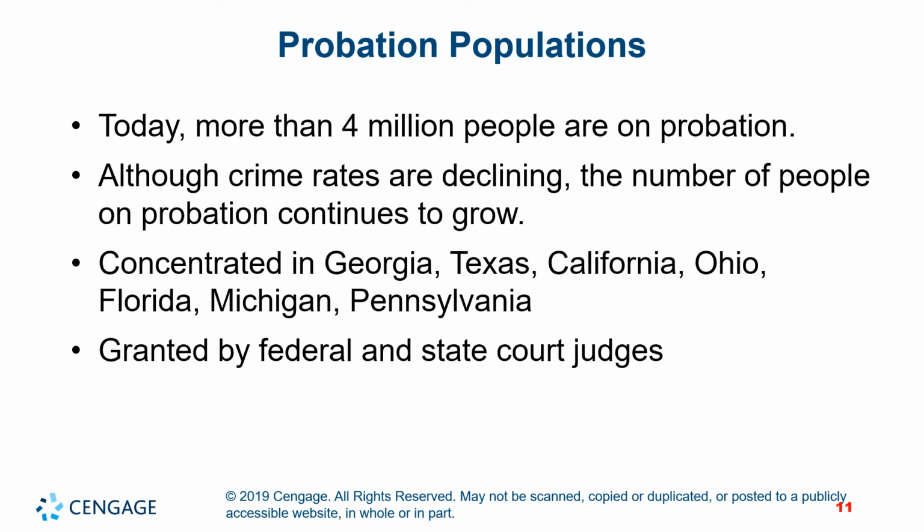Today, there are 4 million people in the United States who are on probation, and although crime rates are declining, the number of people on probation continues to grow. The largest states with concentrations of probationers are Georgia, Texas, California, Ohio, Florida, Michigan, and Pennsylvania. And probation is granted by federal and state court judges.